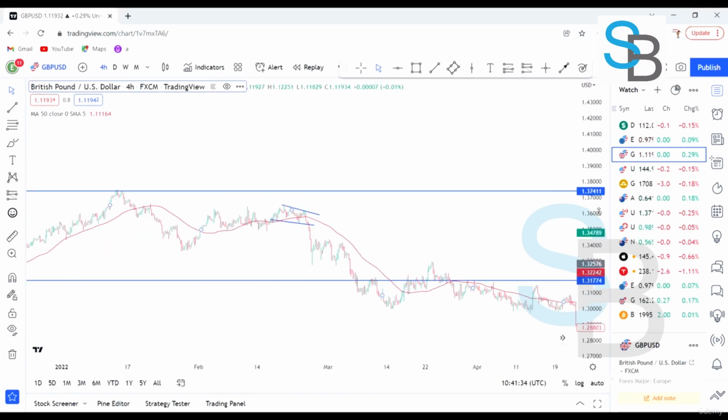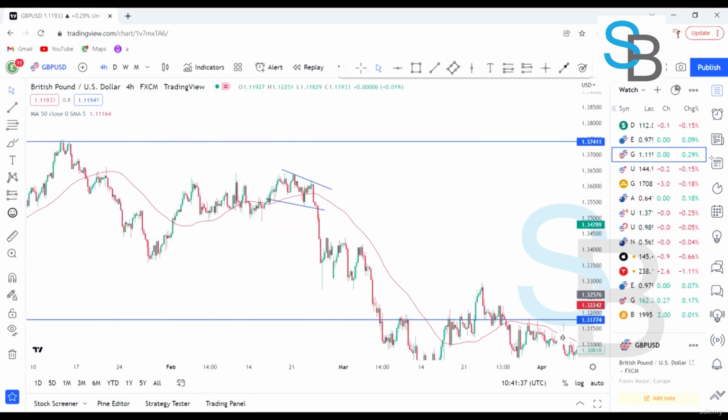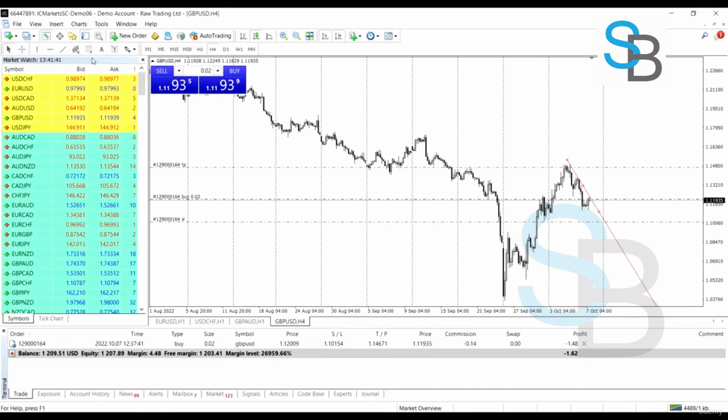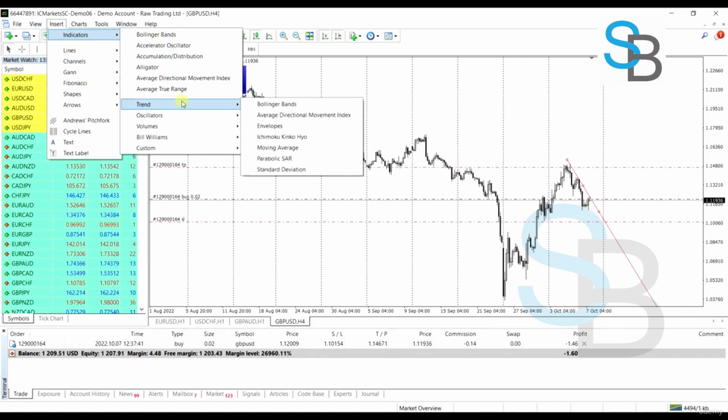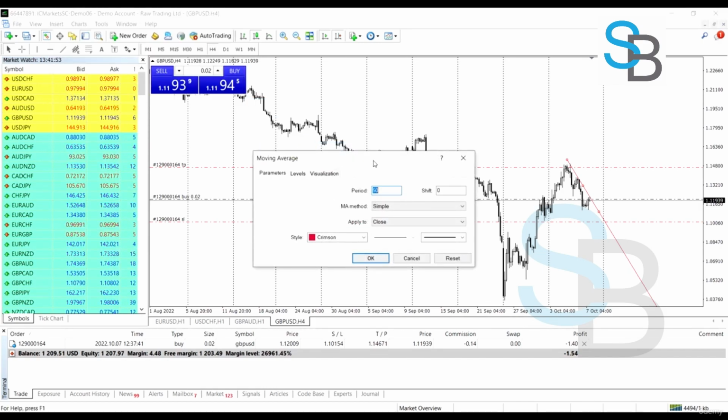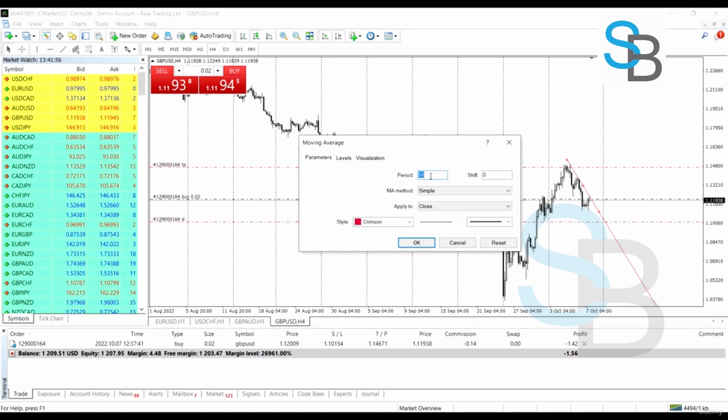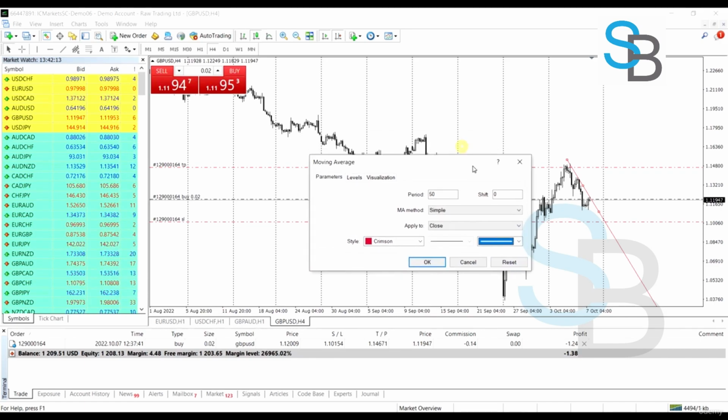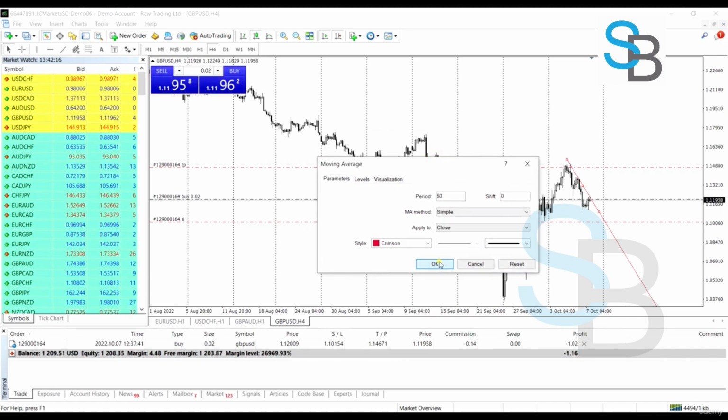So guys, that's it for this lecture on the moving average. We could also load the moving average on our MT4 platform. For example, when we come on MT4, just come here, indicators, and then trend indicators, just moving average. You can see it has period, and you could maybe leave it at 50, and then method, simple, and apply to close. So this is the color, and we can make it this thick, and just okay.